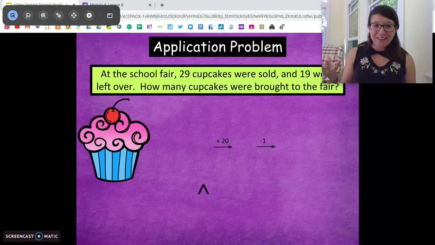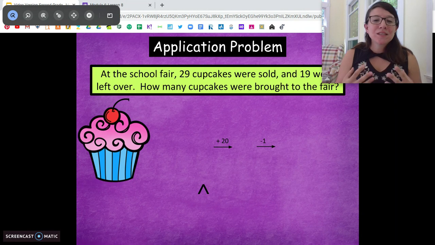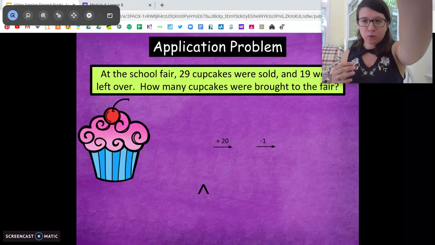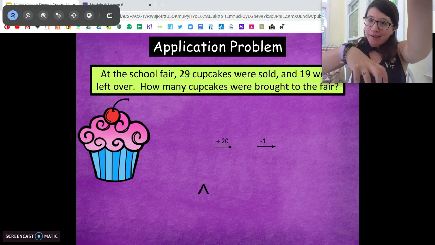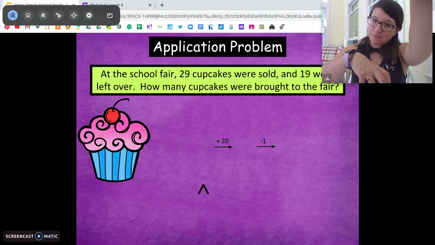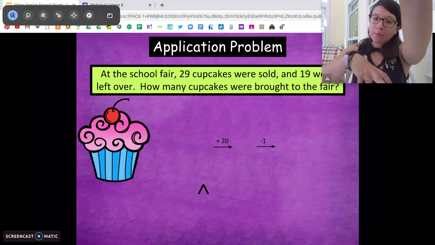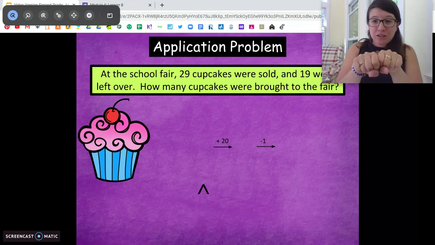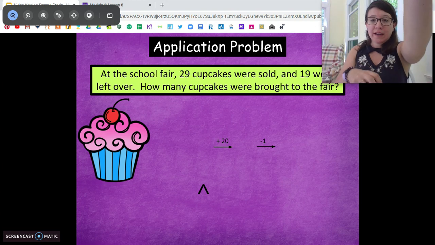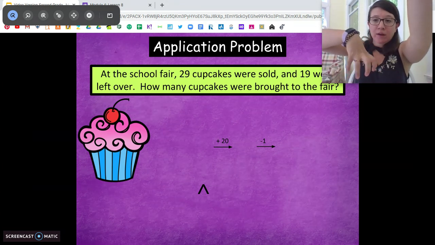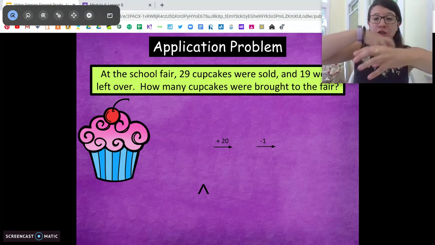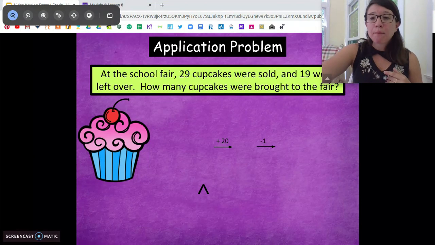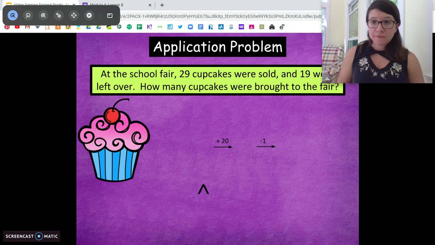It's a little bit tricky, right? So for this problem, they said 29 cupcakes were sold. So 29 cupcakes they sold. But we still have a little plate of 19 cupcakes left. But they want to know how many cupcakes were brought to the fair. How many cupcakes did we start with? So we sold 29. We have 19 left over. They want to know how many we started with, how many were brought to the fair. So what are we going to do with these two numbers to solve for that?